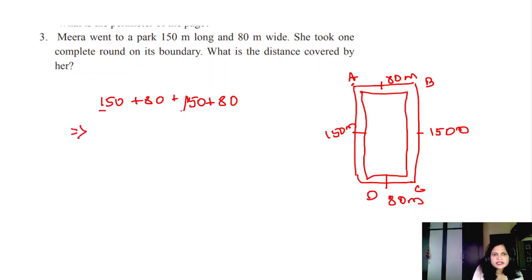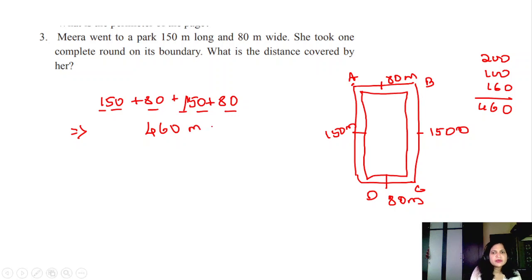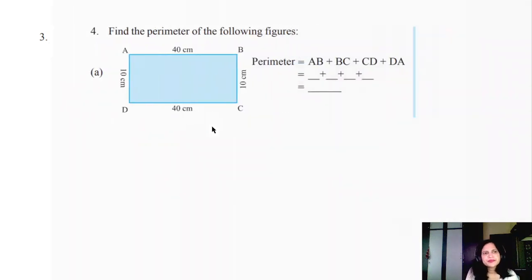How to add this? Here is 100, that is, I'll take roughly here 200. Then 50 plus 50 is 100. Then 80 plus 80: 8 plus 8 is 16. Therefore 80 plus 80 is 160. Now add this: 460. Right, 460 meter is the perimeter of this park.